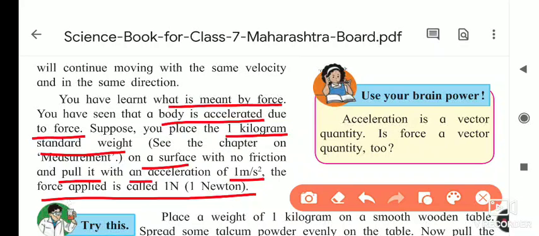Now, acceleration is a vector quantity. Is force a vector quantity too? Acceleration is a vector quantity only.